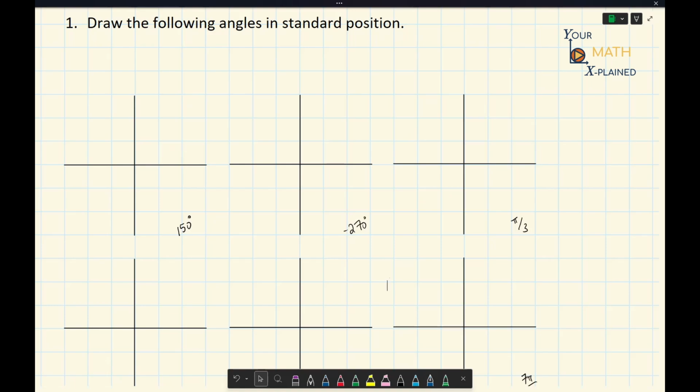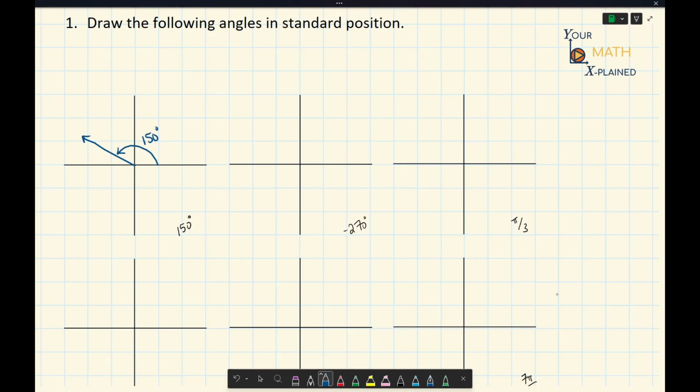So now let's take a look at a few examples. We want to draw the following angles in standard position. So the first angle here is 150 degrees, and it's positive, which means we're going to start from the x-axis and we're going to go counterclockwise. So when we hit the positive y-axis, that is 90 degrees, and then we're going to go 60 degrees more, so it'll end up somewhere around here. So that means our terminal arm is going to be somewhere around here. So this would be 150 degrees.